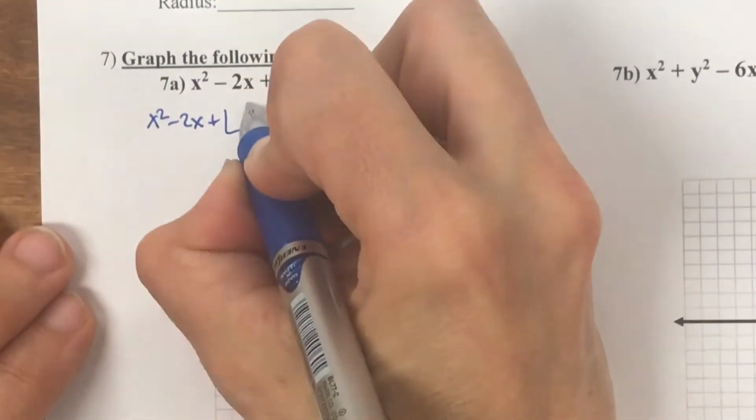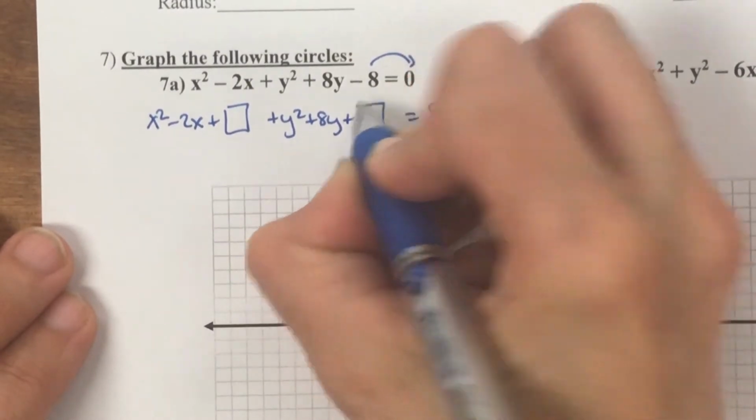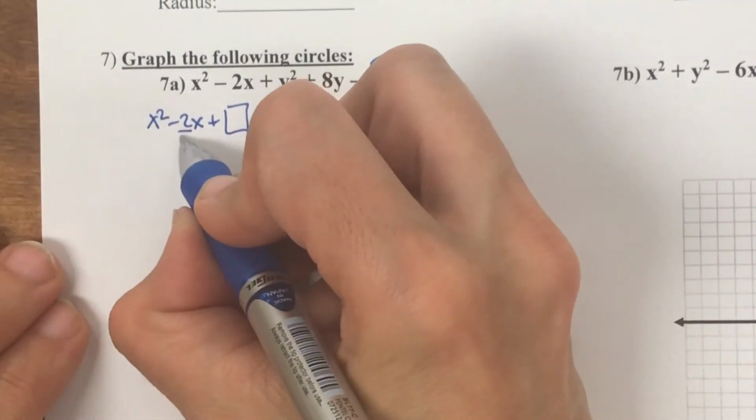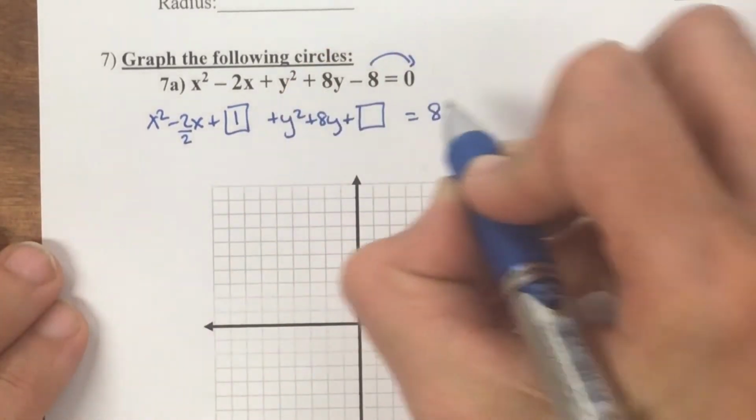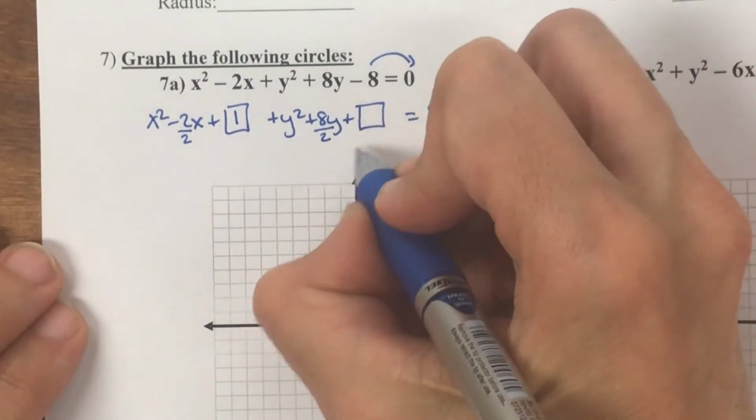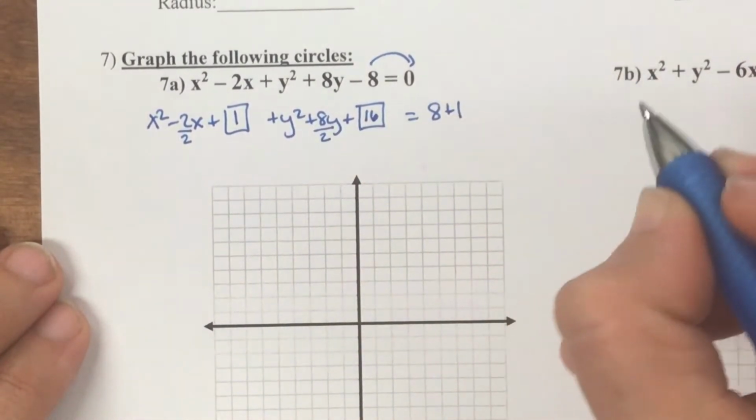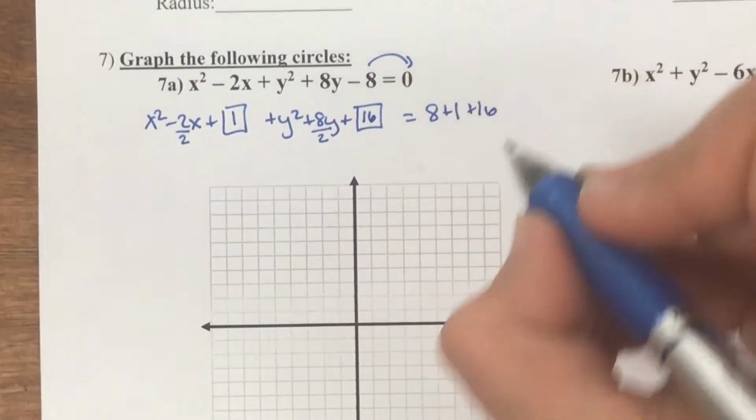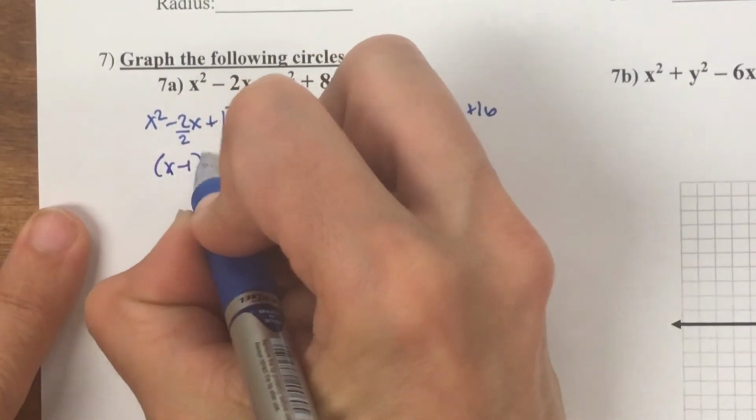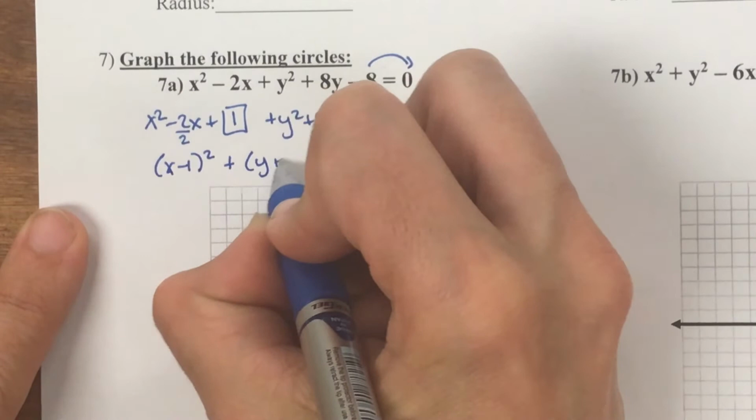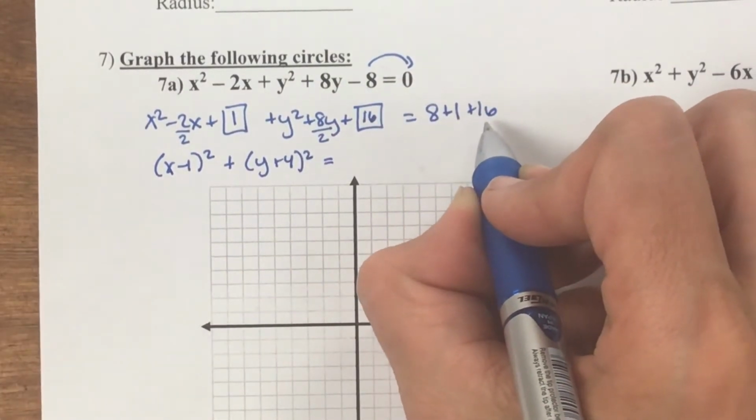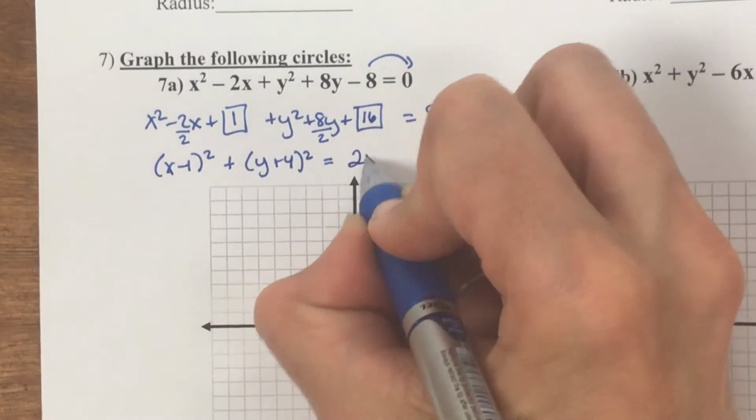Now we're going to complete the square. I'm going to do this one a little quicker. You can pause it if I'm going too fast. Complete the square. Half of -2 is -1. Squared is 1, so I add 1 to the other side. Half of 8 is 4. 4 squared is 16. Add 16 to the other side. And now I can write those as perfect squares. x minus 1 squared plus y plus 4 squared equals, and that's going to add up to be 25. Oh, that's nice and pretty.